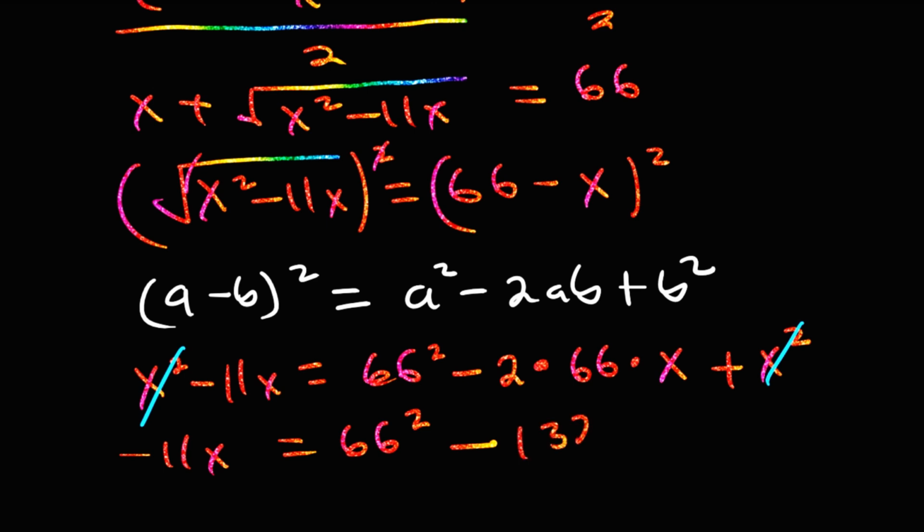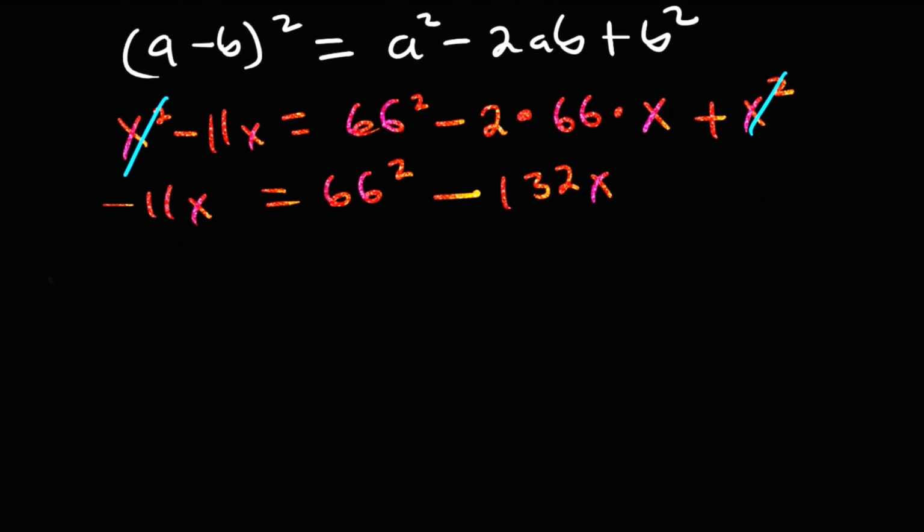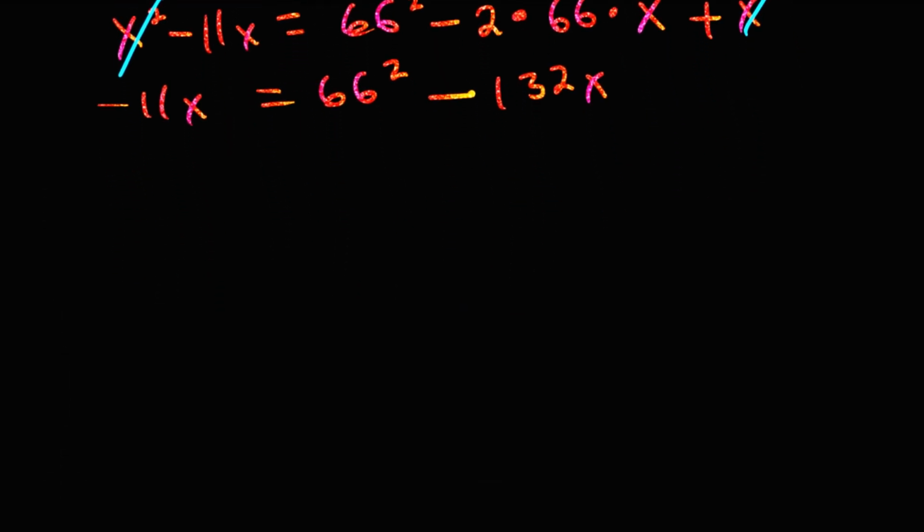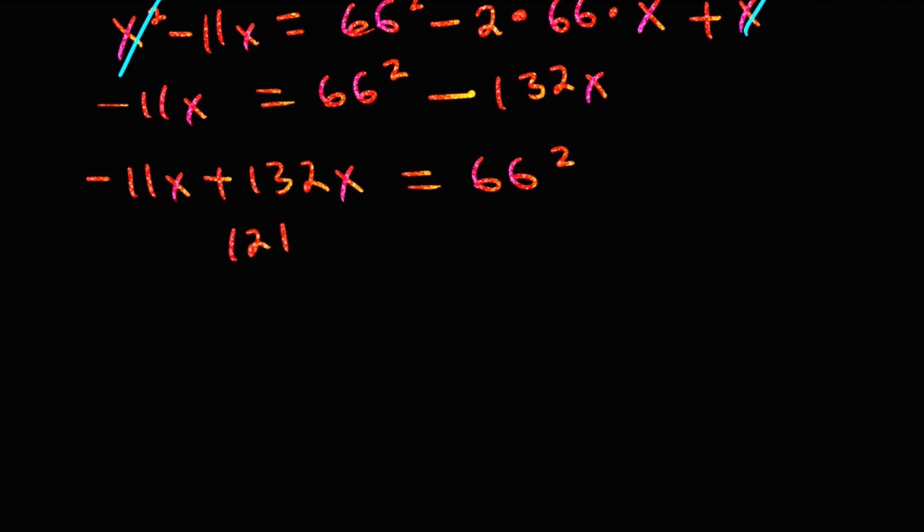That is 132x. So we can collect like terms where we're going to bring negative 132x to the left. So we have minus 11x plus 132x equals 66 squared. So on the left hand side, we have 132 minus 11, which is just 121x equals 66 squared. So you can divide both sides by 121 to get the value of x.